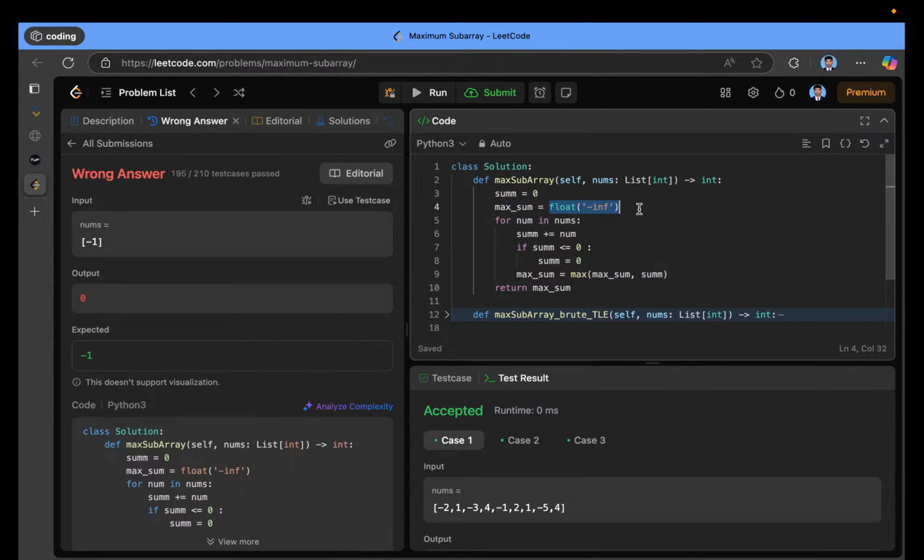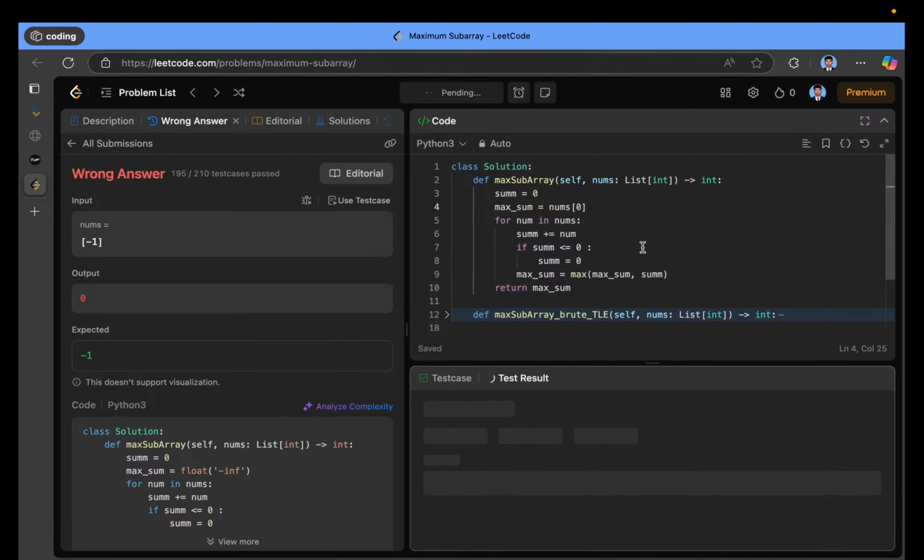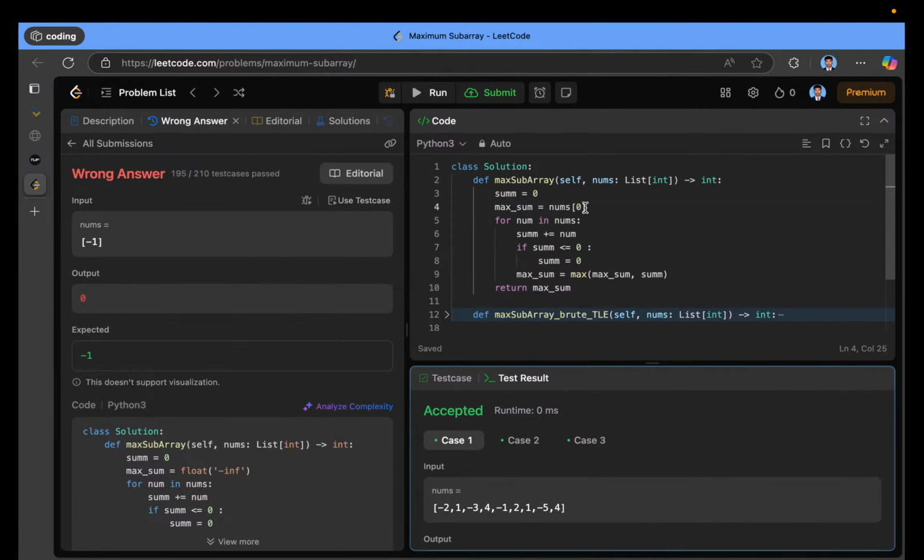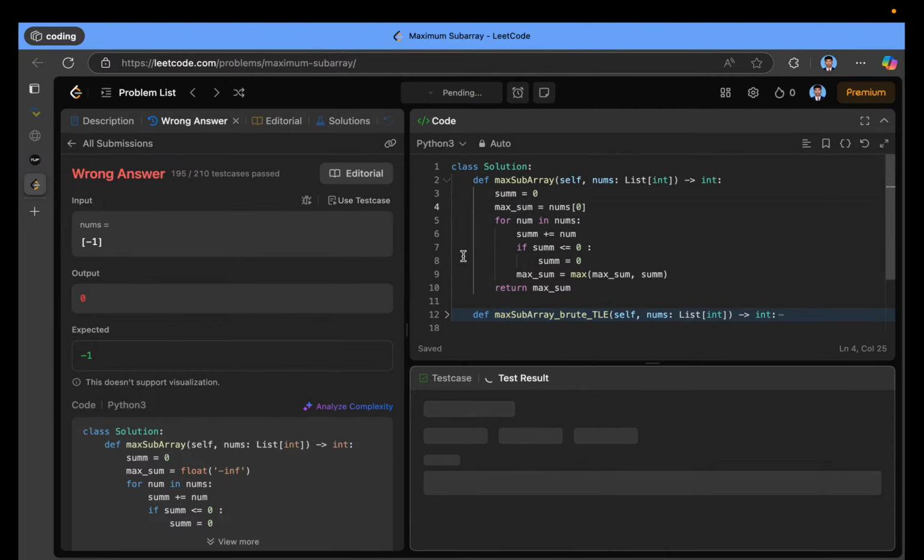Instead of float minus infinity, I should take the first value of our list. That is nums[0]. I remember this is a way to take the first. Yeah, nice, nice. So also take this test case. Again, run.